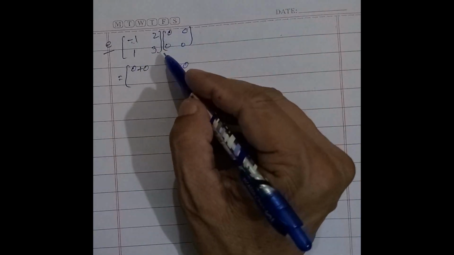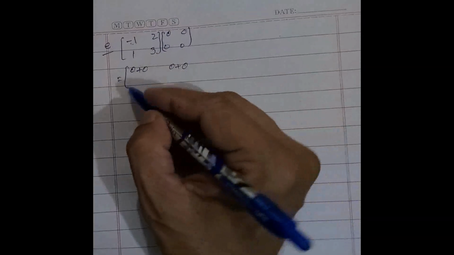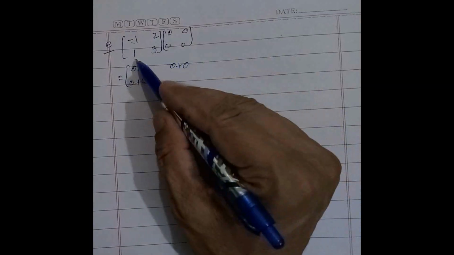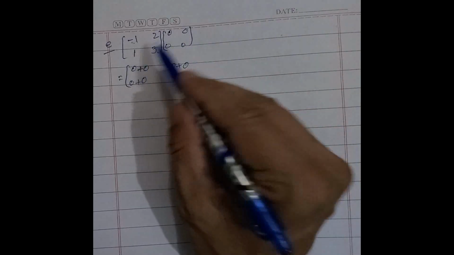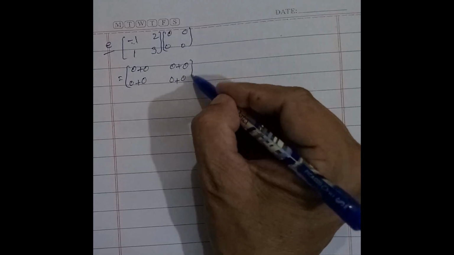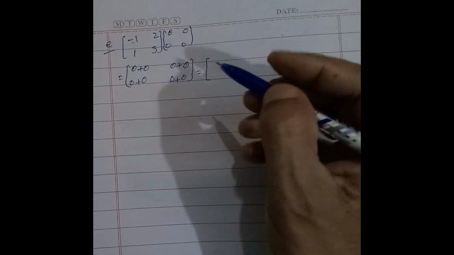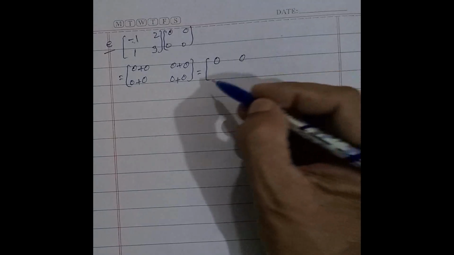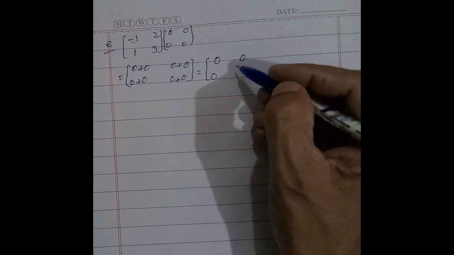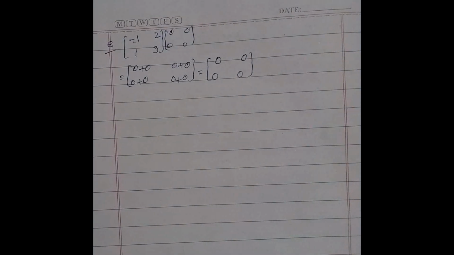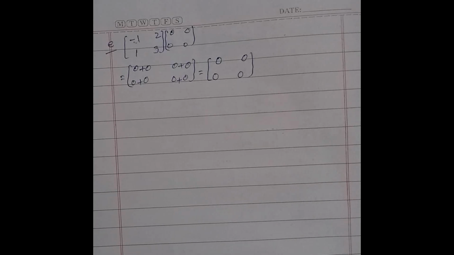The second row with the first column is 1 multiplied by 0 is equal to 0, plus 3 multiplied by 0 is equal to 0. And second row with the second column is 1 multiplied by 0 is equal to 0, plus 3 multiplied by 0 is equal to 0. Now simplify these values. We get 0 plus 0 is equal to 0, and next 0 plus 0 is equal to 0, and 0 plus 0 is equal to 0, and 0 plus 0 is equal to 0. And the resultant answer is also a null matrix.